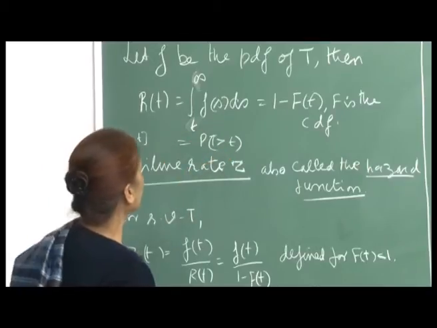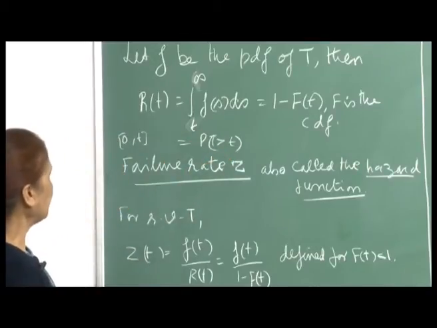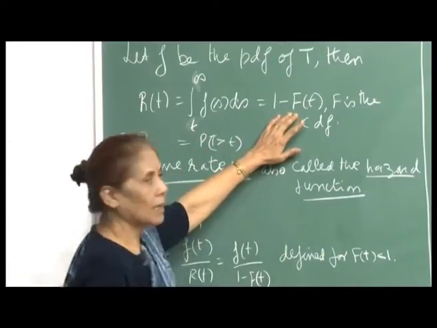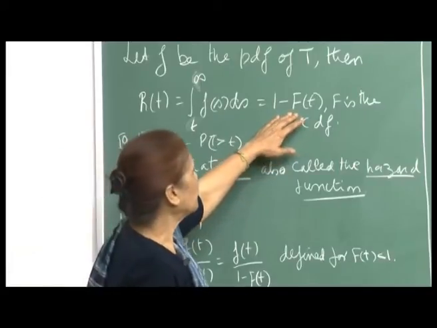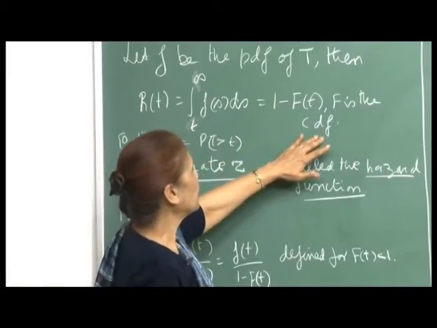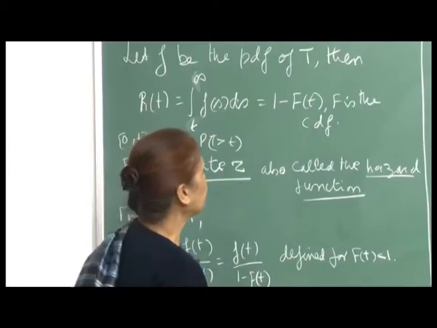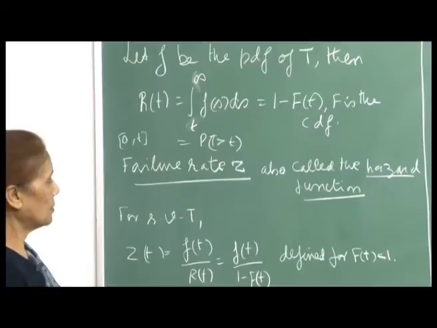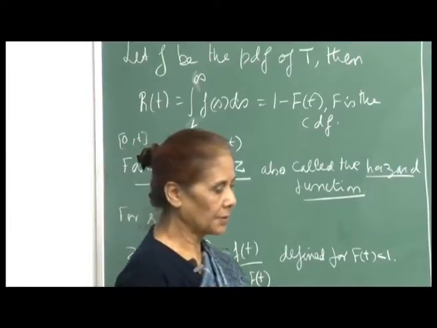So, that will be written as the integral of f(s) from t to infinity, which, if capital F, as we denote, is the CDF, the cumulative distribution function of T, then this is 1 minus F(t), right. So, this is how we can express the reliability function.